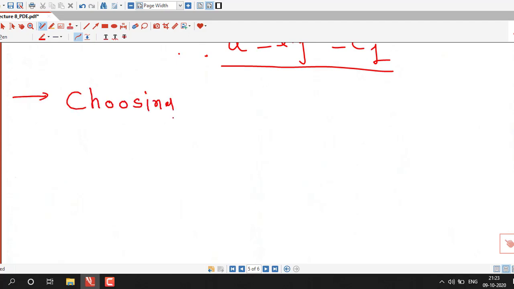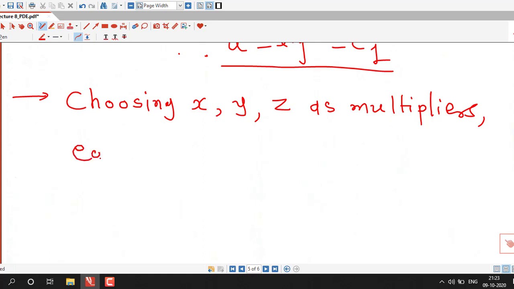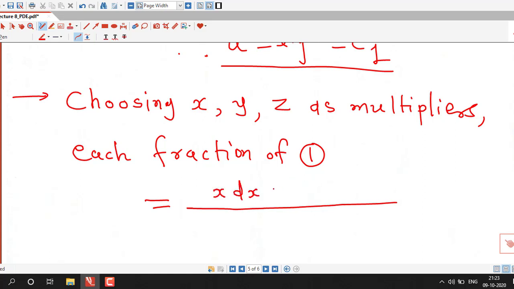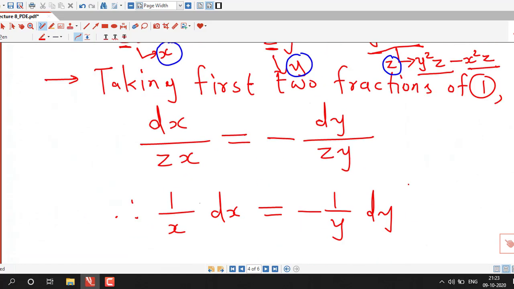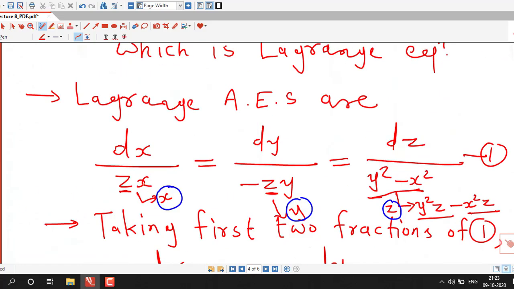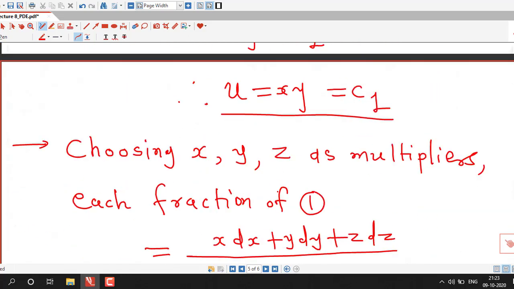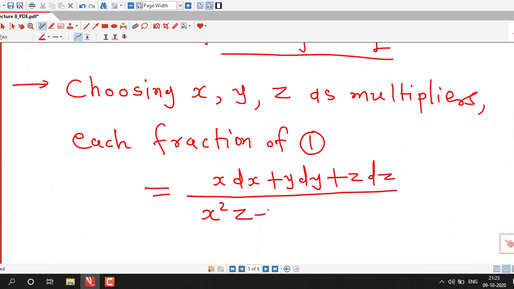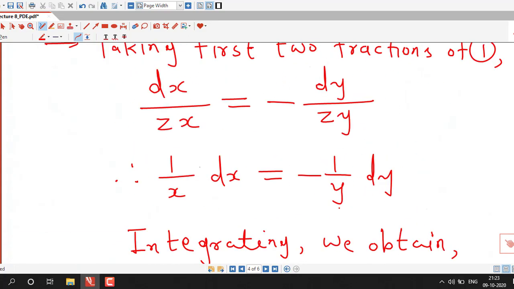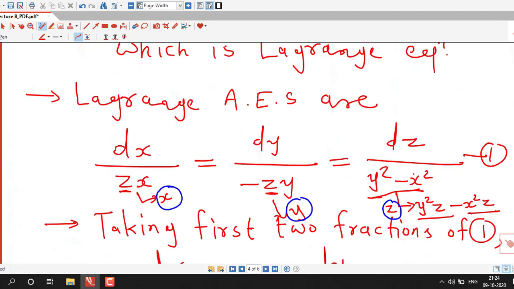So choosing x, y, z as multipliers, each fraction is equal to, in the numerator we have x dx plus y dy plus z dz, and in the denominator here we multiply with x, so we have x square z, this is multiplied with y, so x square z minus y square z. So I write here x square z minus y square z, and the last fraction is multiplied with z, so we have written here y square z minus x square z.